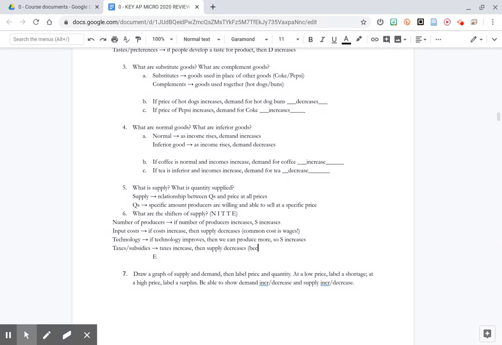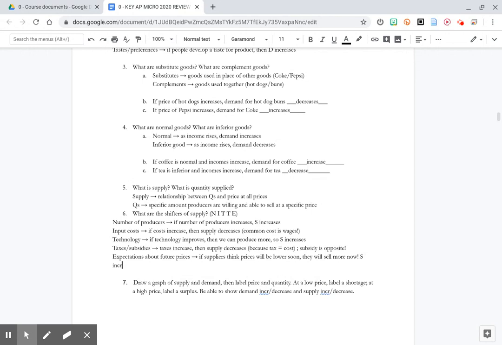And that's because taxes equal cost is a way to think about that. A subsidy is the opposite. It's when the government pays you to do something. So they perform the opposite way. And then E is expectations about future prices. If suppliers think prices will be lower soon, they will sell more now. So supply increases.